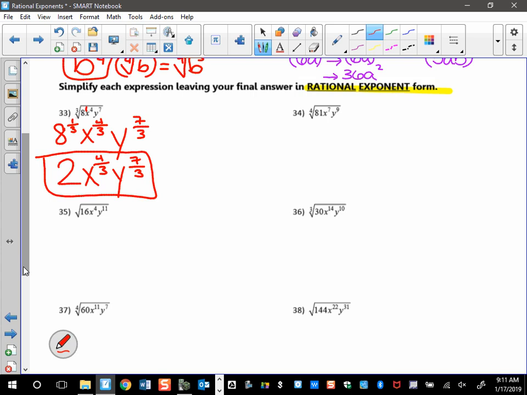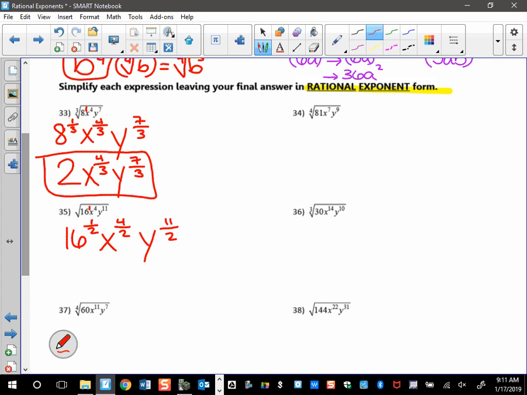How about 35? What power would 16 be to? It's 2 to the first, so when I put it all together, it's 16 to the 1/2, so it's a square root. X to the, I'm gonna write this, we are gonna end up 4/2. Y to the, I always do this first and then reduce, because if you reduce wrong, I want to be able to see where it came from.